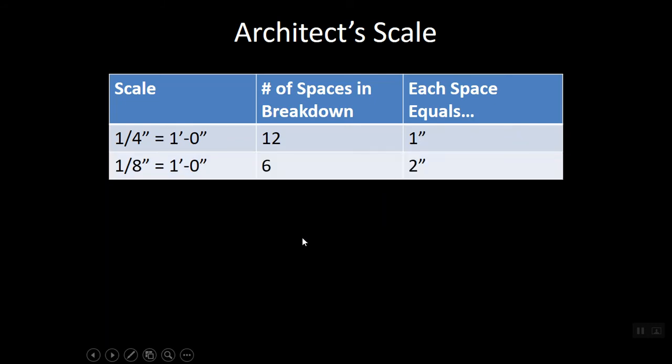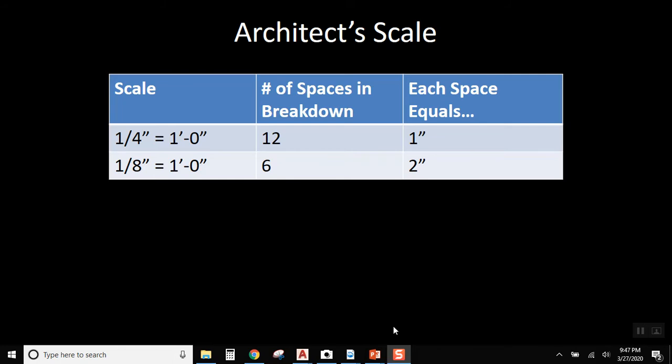Now we just looked at a different scale. We looked at the 1/8 of an inch equals 1 foot 0. That time, to the left of the 0, the breakdown showed 6 spaces. 6 spaces still means 12 inches. So now if we have 12 inches and there's only 6 spaces, what do we get? Well, now each space equals 2 inches.